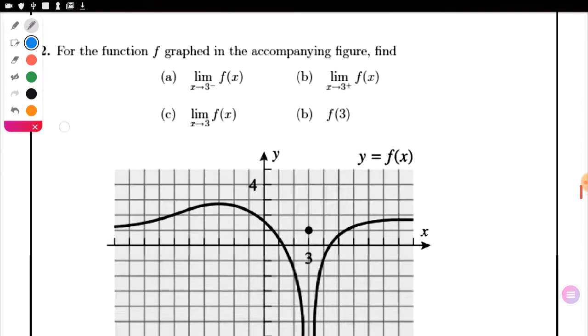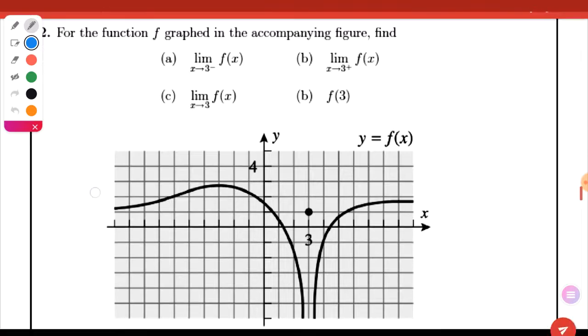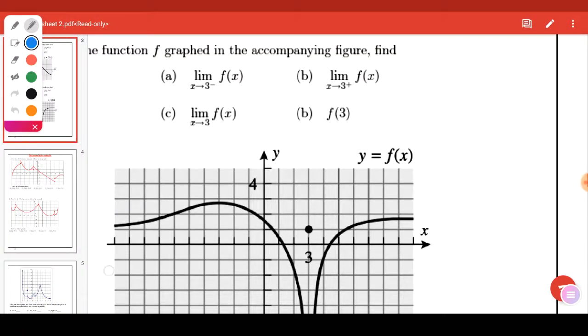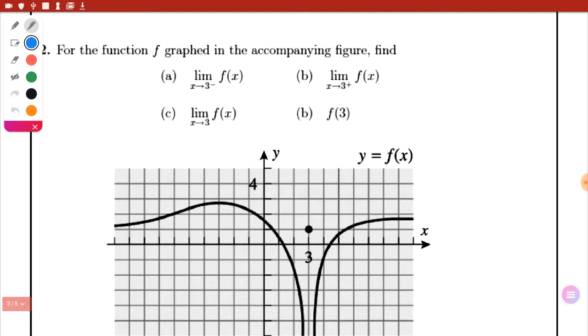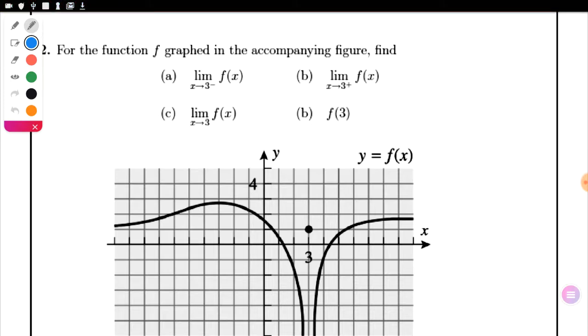Look here for this problem. I'd like to use a graph to find the limit of f of x when x approaches 3 from left and from right, then the limit of f of x when x approaches 3. To find the limit of f of x when x approaches 3, I have to find the behavior from left and the behavior from right. If they are the same, the limit exists and it will be like them. If they are different, the limit does not exist.